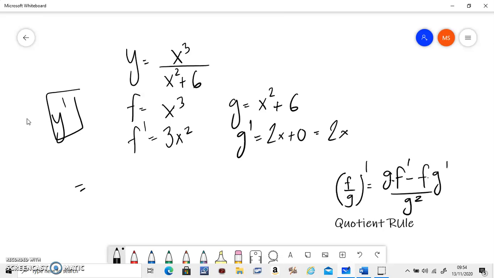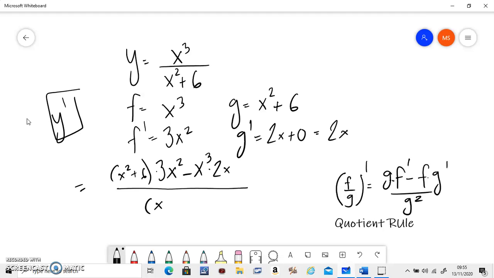And then all you have to do is plug them all into the right hand side here. So g first, put that in a bracket, x squared plus 6 times f prime, 3x squared, minus f, which is x cubed, times g prime, which is 2x, divided by the bottom square, so x squared plus 6 squared.